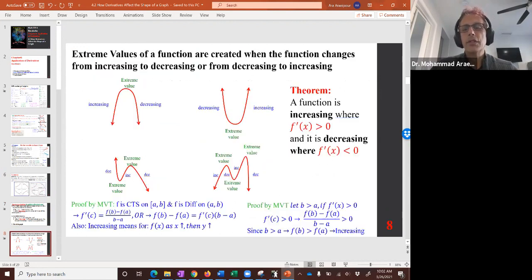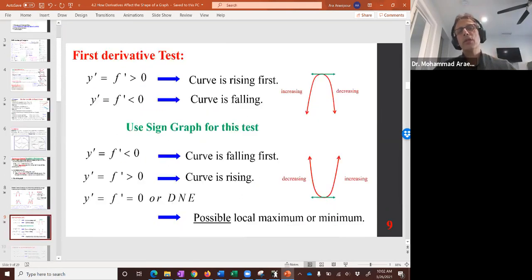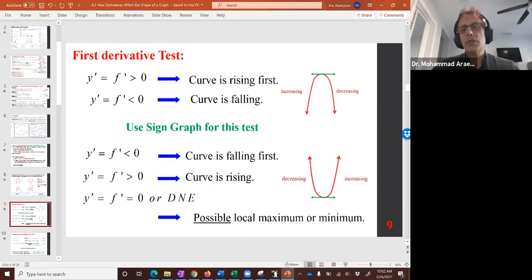Again, a function is increasing where f prime is positive and decreasing where f prime is negative. When the change occurs from increasing to decreasing, it's a location of a local max. When the change occurs from decreasing to increasing, that's a location of a local min. And a sign graph shows that. This is known as the first derivative test.